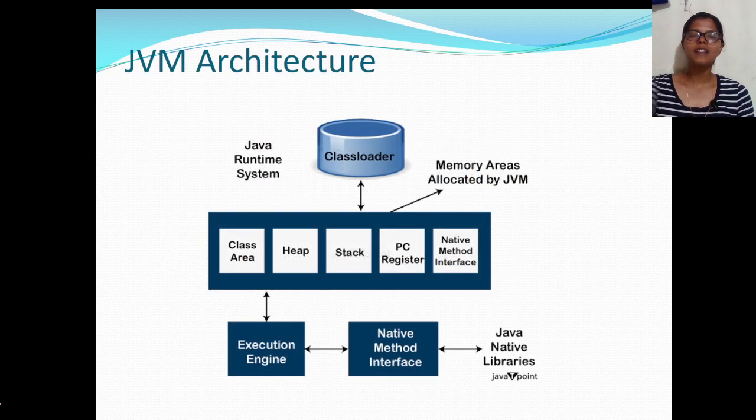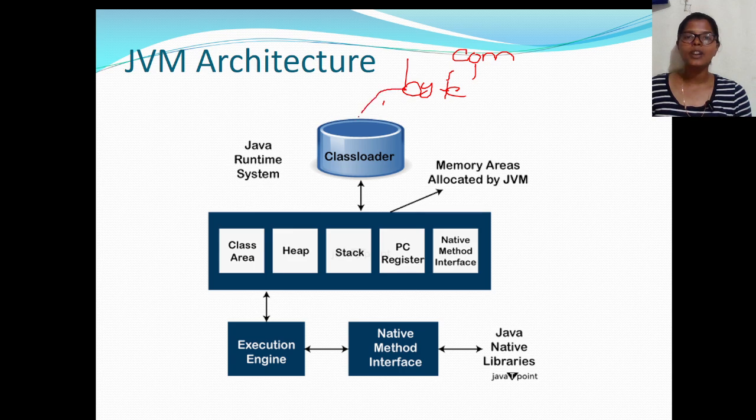So we'll see the architecture of the JVM. Whatever code we converted using the compiler is called bytecode. Okay, so JVM has a class loader. It loads the bytecode, the .class file. After loading it, it will be divided into different memory areas like class area, heap area, stack area, PC register, native method stack. Each and everything is allocated by the JVM. We'll see one by one.